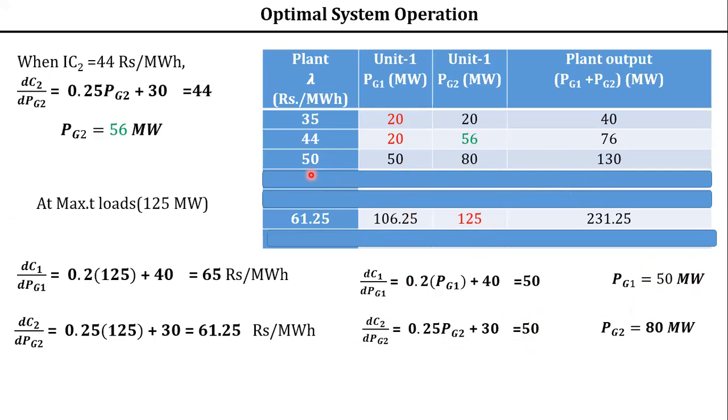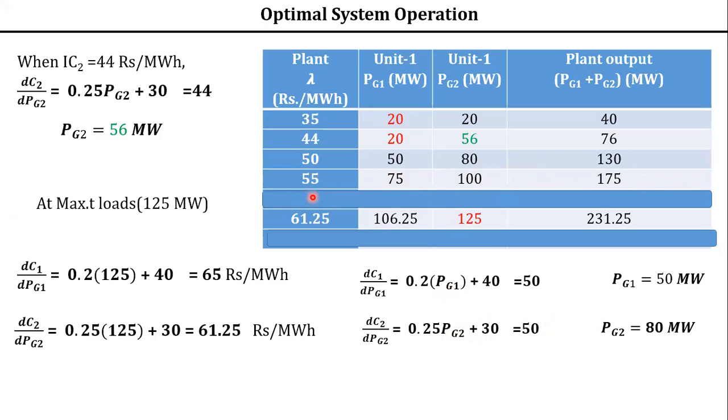Now when lambda is equal to 55, in the same equations you substitute 55, find out Pg1, substitute 55, find out Pg2, and put those values here. So these are the values you see. At lambda equal to 55, unit 1 is 75 megawatt, unit 2 is 100 megawatt. Total is 175.